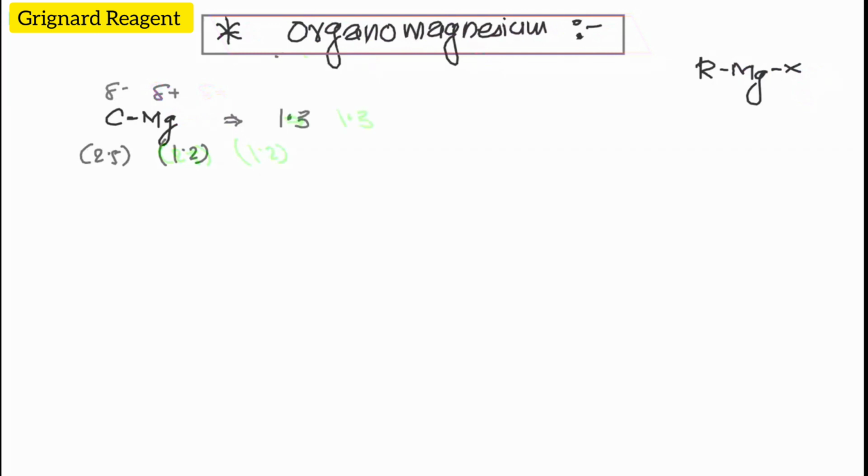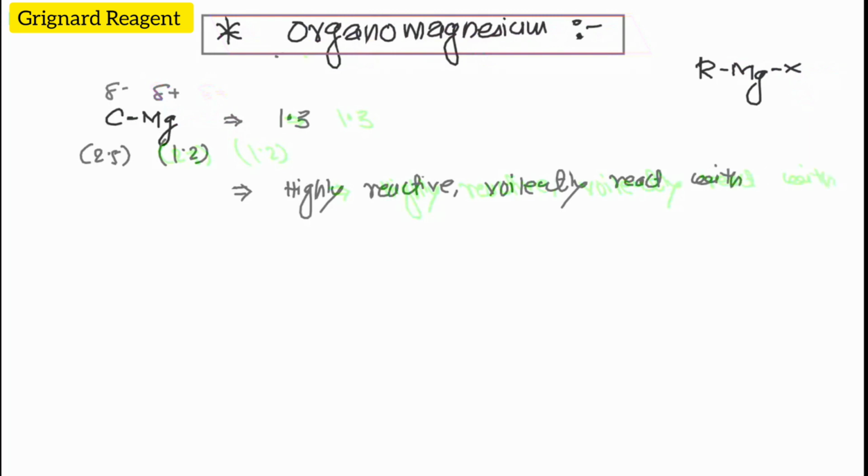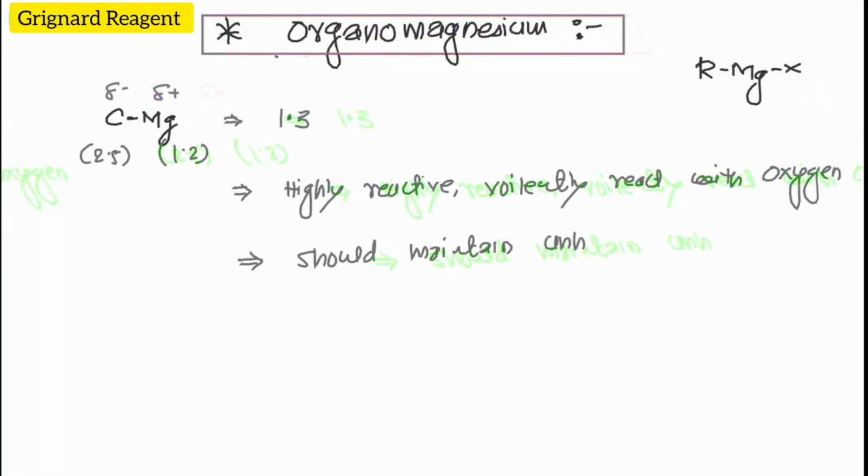On the basis of the difference in electronegativity, we decide the reactivity. Organometallic compounds, for example organomagnesium, are generally highly reactive, and they react violently with water or with oxygen. That's why whenever we work with them, always keep in mind that we should maintain an anhydrous and dry environment, that means absence of oxygen.